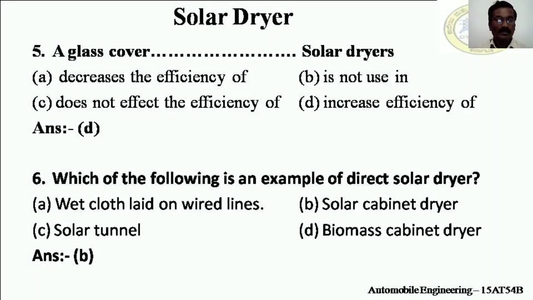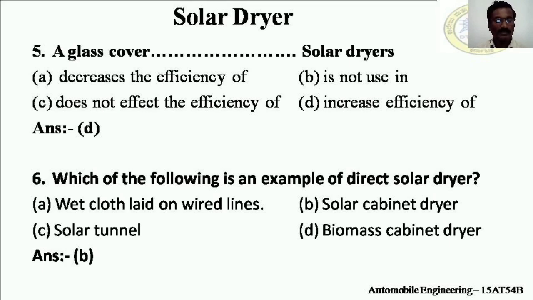Next one is, a glass cover dash dash solar dryers. A glass cover dash dash solar dryers. First one is, decrease the efficiency of. Second is, not using. C, does not affect the efficiency of. D, increase efficiency of. So answer D is the appropriate answer. A glass cover increases the efficiency of solar dryers. Okay, this is the correct answer.